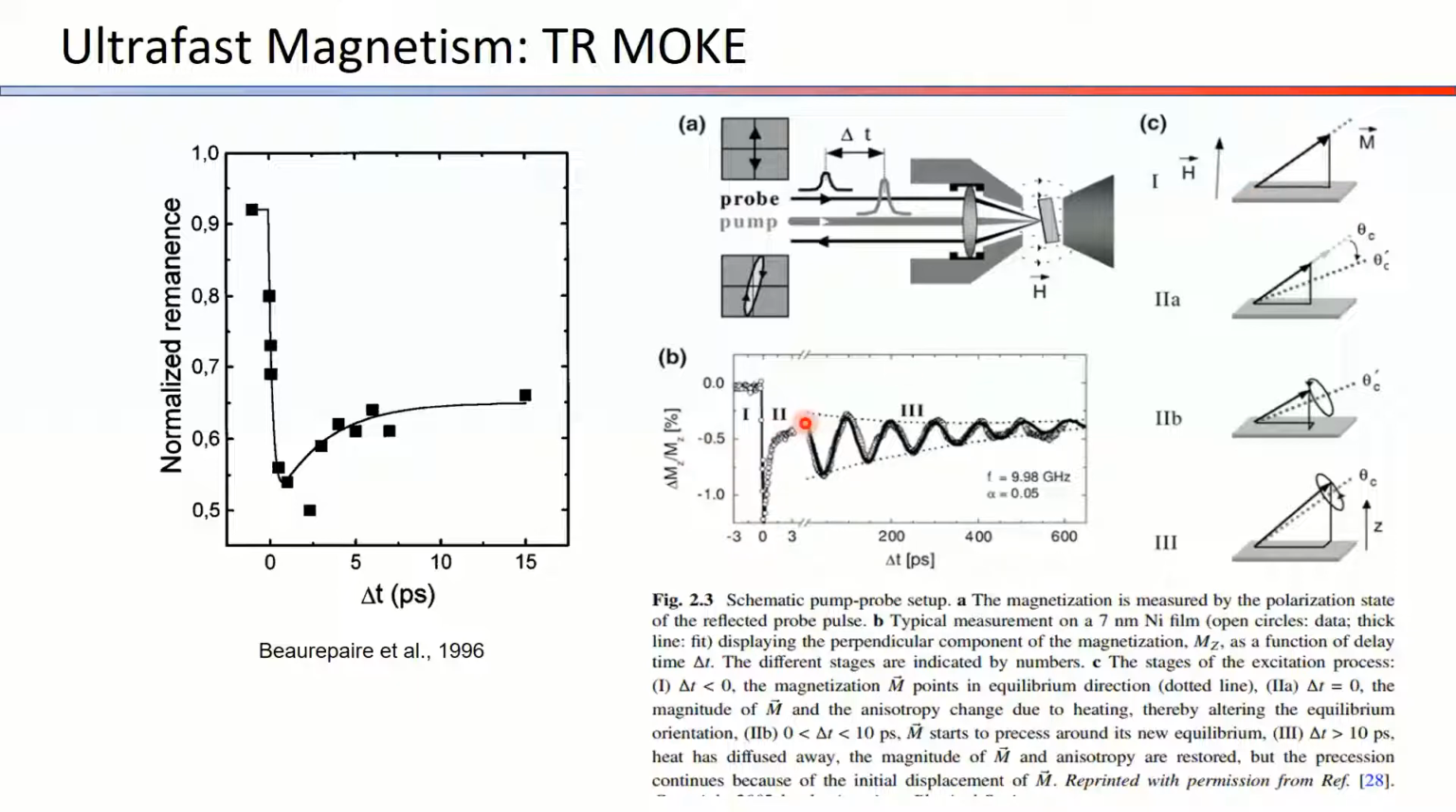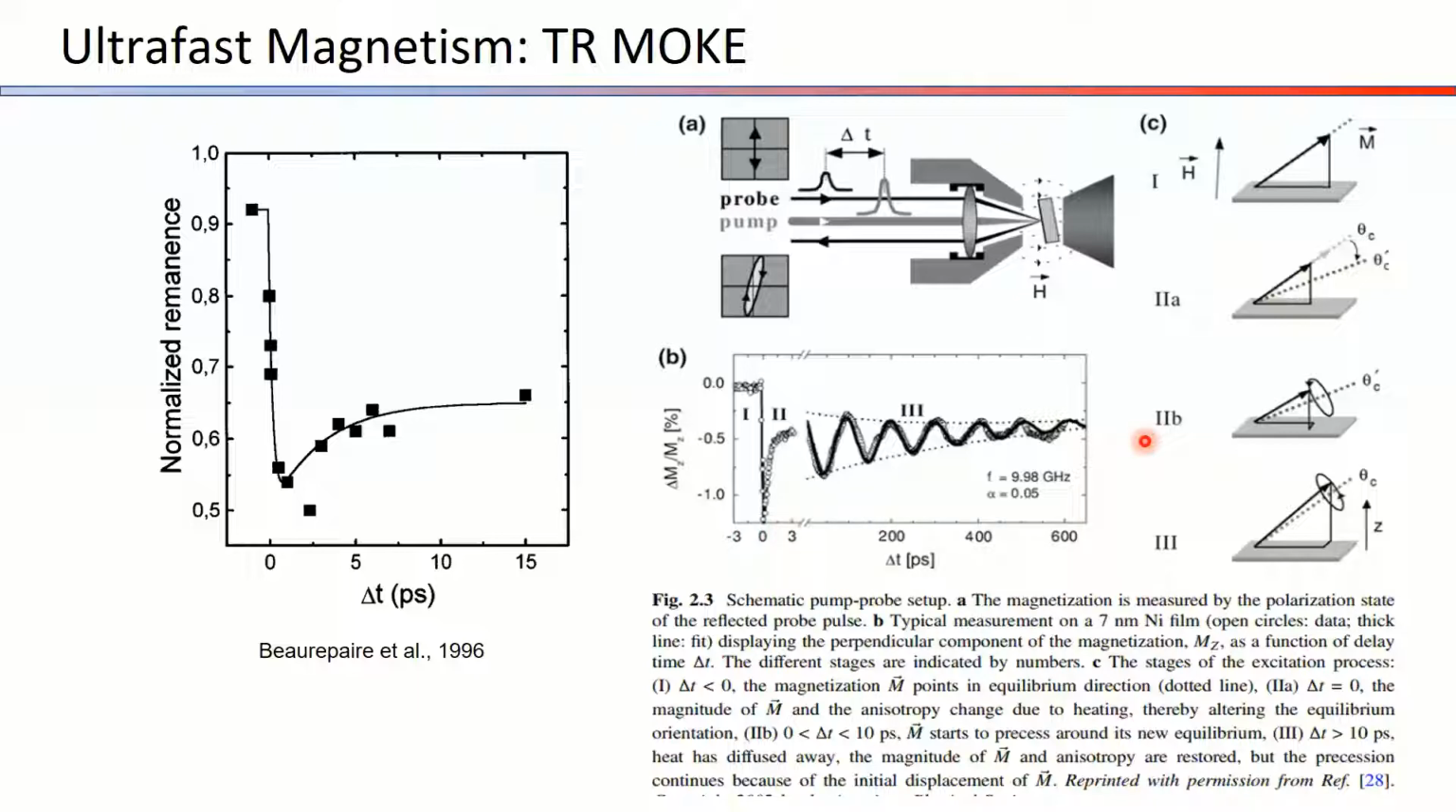And the next one is stage 2 here. They differentiate between stage 2A and stage 2B. Stage 2A is when the time delay is equal to 0. Then they try to change the equilibrium here, and it is indicated as theta c prime. This is the original condition, and then after the femtosecond laser hits the sample, the equilibrium changes to this. And then 2B is when the time delay is between 0 and 10 picoseconds.